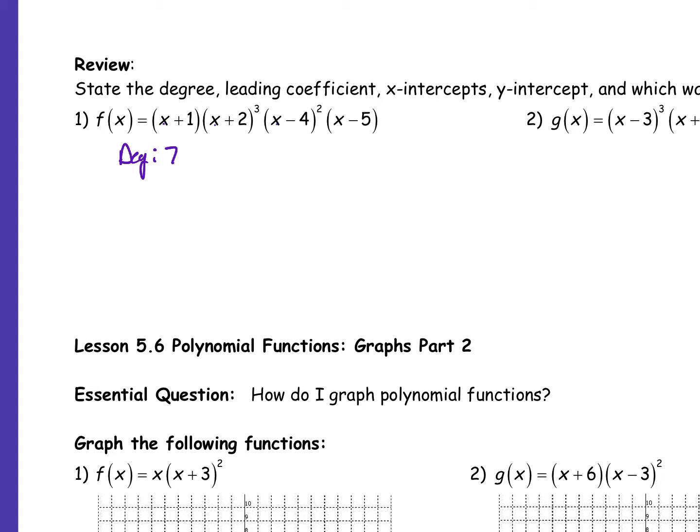And since all my coefficients with the x's are 1, when I multiply them all together, my leading coefficient is still going to be 1. Okay? There's no way you can get around that.